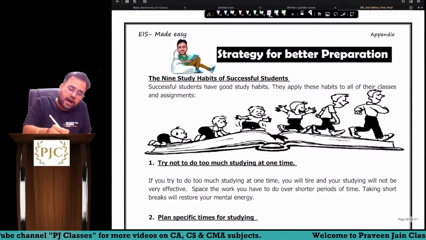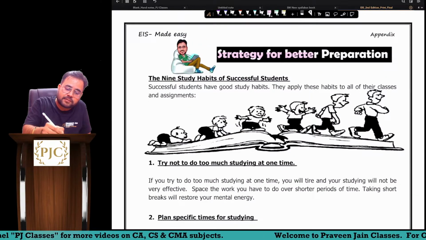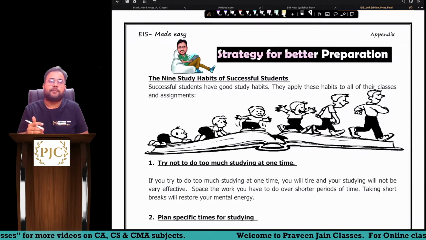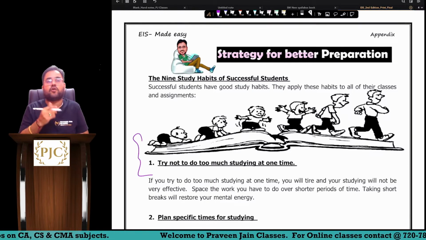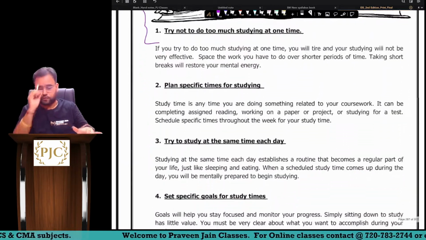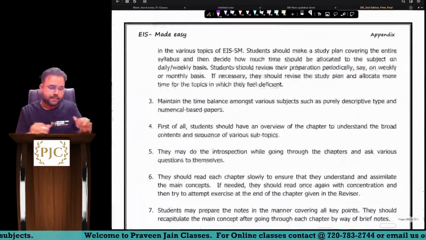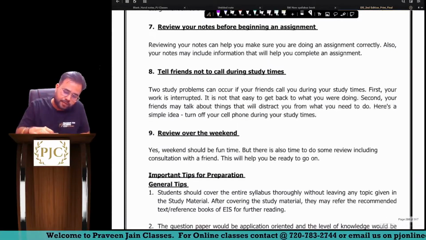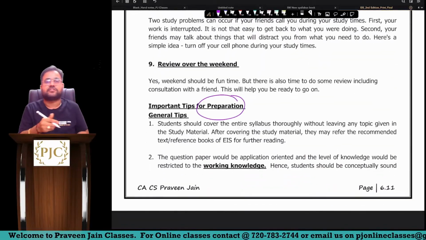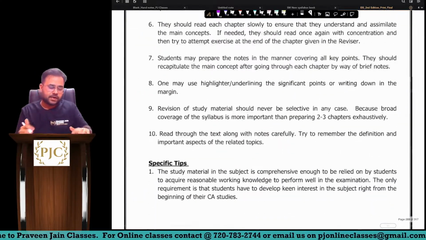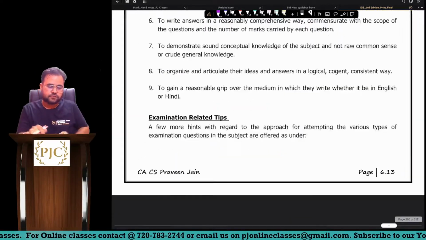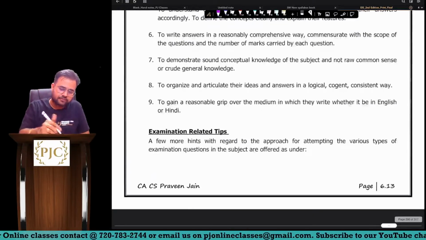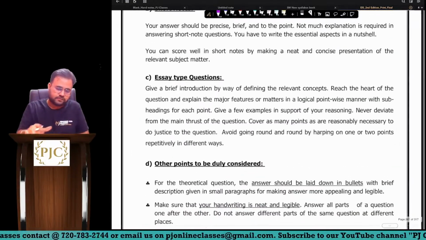Then I told you we have also incorporated some study tips or strategy for better preparation. What successful students do. So 9 steps they follow. Now what are those 9 steps? For that you have to read it. Similarly, some important tips which you have to remember during your exam preparation. So again, sir, important tips which you have to remember during exam. Again, specific tips are there. So exam related tips are there. So all those tips are there.